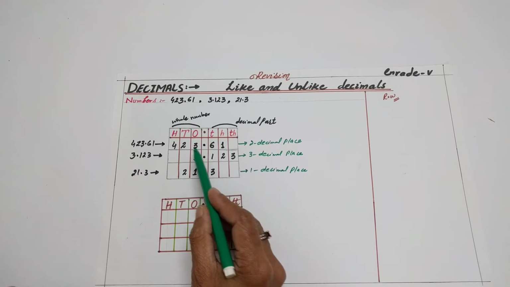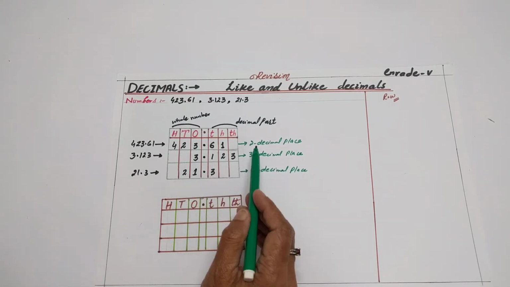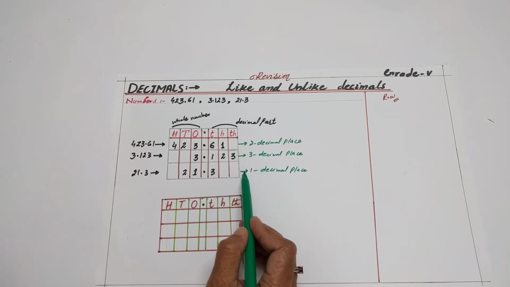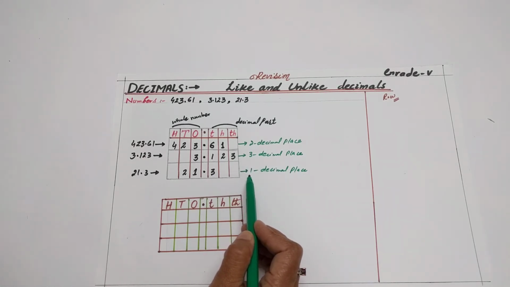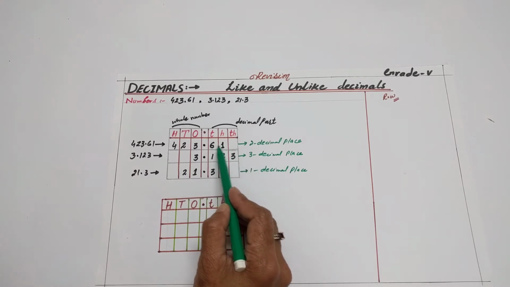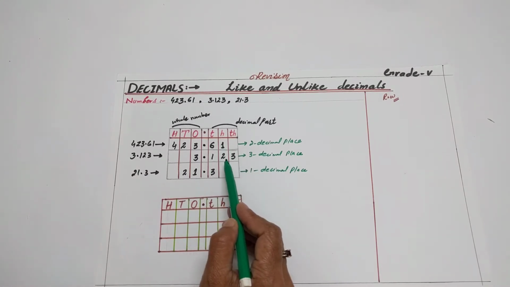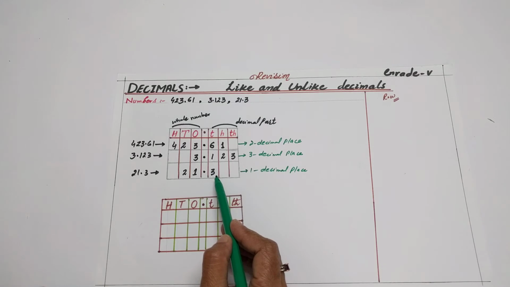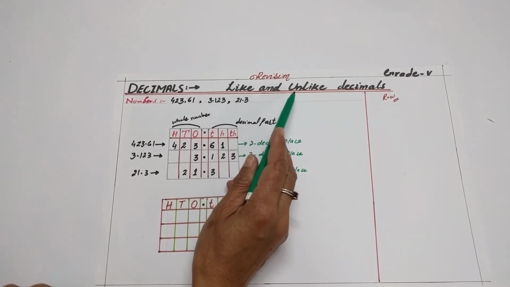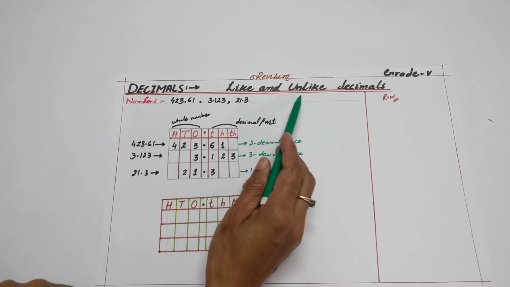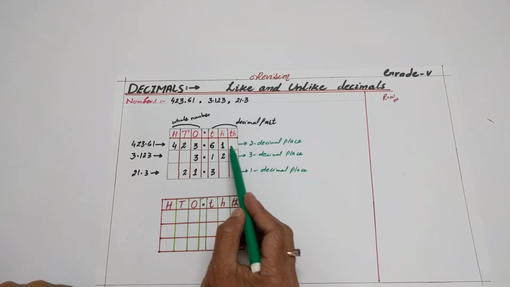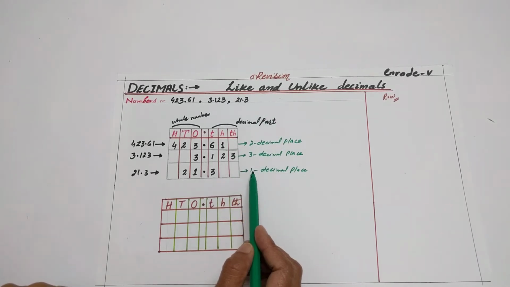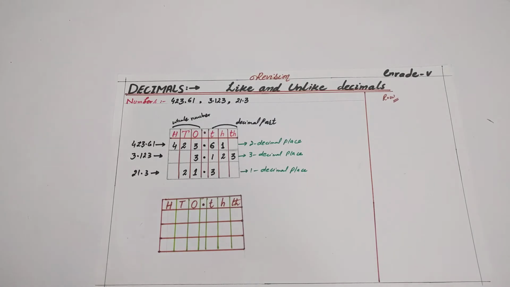So in all these 3 given decimal numbers, the decimal places are different. This is 2 decimal places, this is 3 decimal places, and this is 1 decimal place. Why? Because in this number there are 2 digits after the decimal, here there are 3 digits after the decimal, and here there is 1 digit after the decimal point. So these are all unlike decimals. Why? Because their decimal places are different from each other. Getting it?